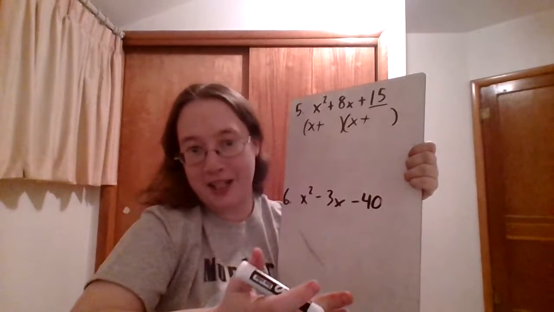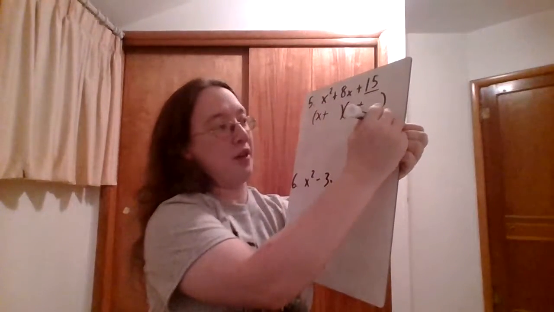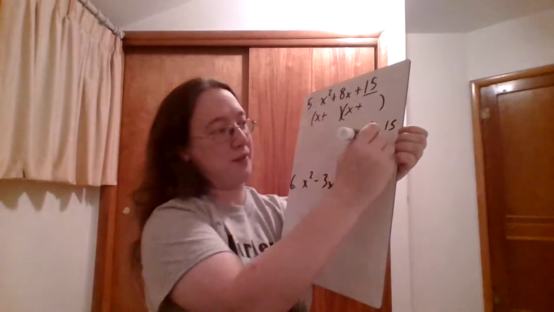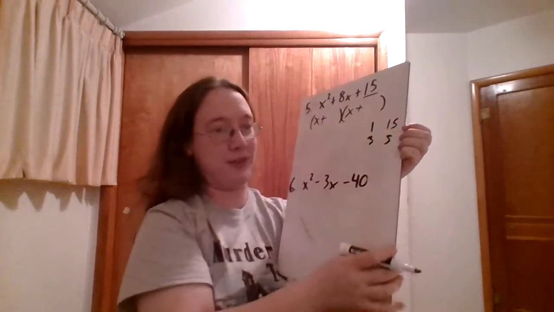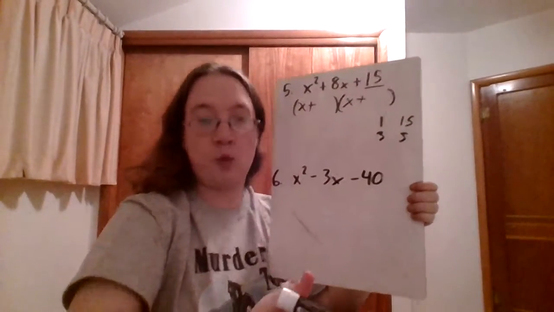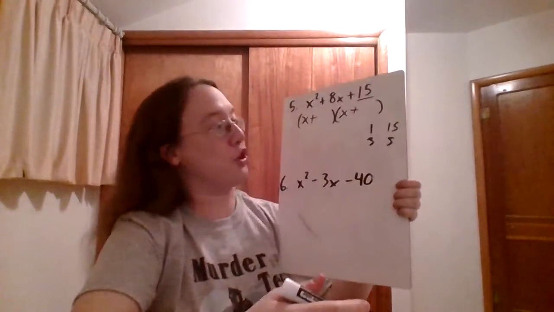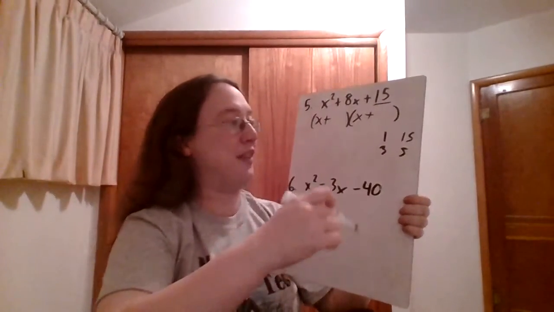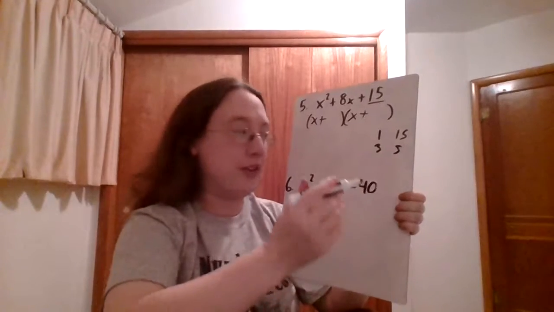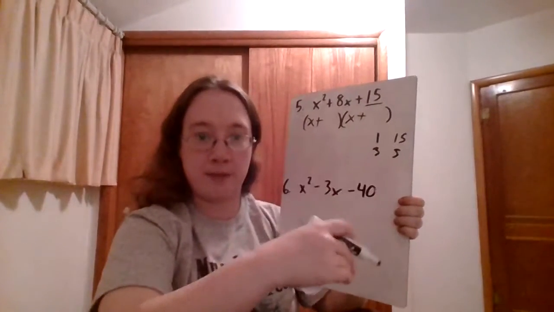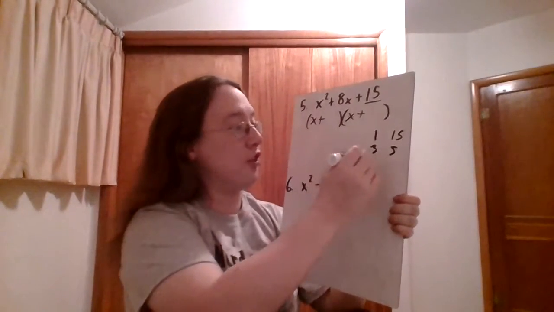And 15 is pretty nice. You really only got a couple. You've either got 1 and 15, or you've got 3 and 5. Those are really the only things that go into 15. Now, if you weren't sure what went into 15, if that was a bigger number you weren't sure about off the top of your head, just start plugging things in and say, okay, well, 1's going to go into everything. Does 2? Okay, well, 15 divided by 2 gives me a decimal, so I don't want that. Does 3? Yes, it does.